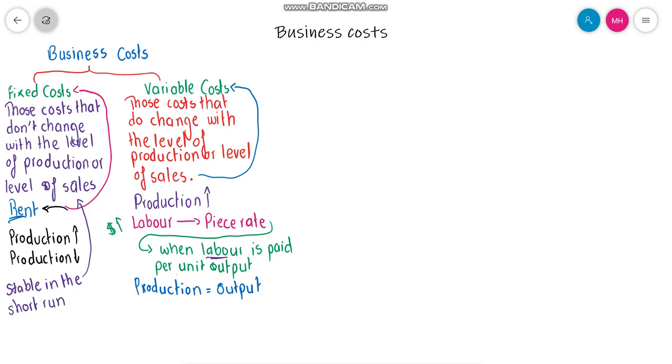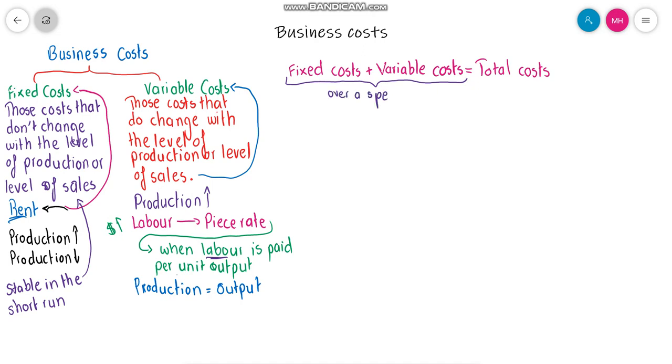Now, when you add fixed costs and variable costs, you will get total costs. This is the total amount of money you have to pay to cover these costs, and the costs are over a specific time period.